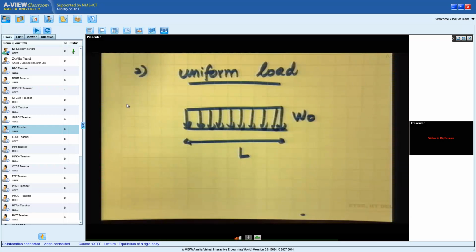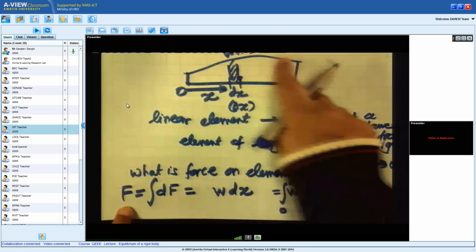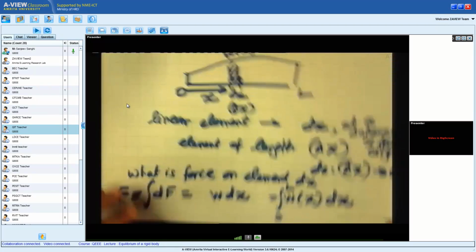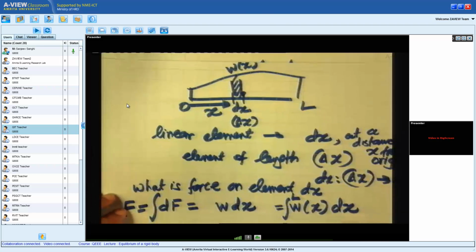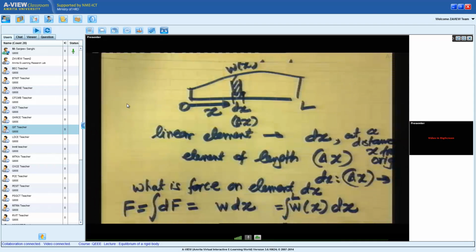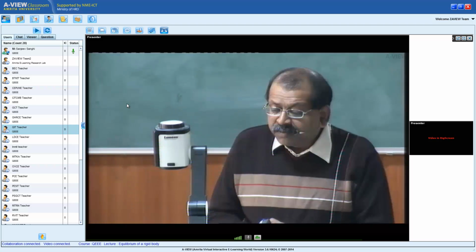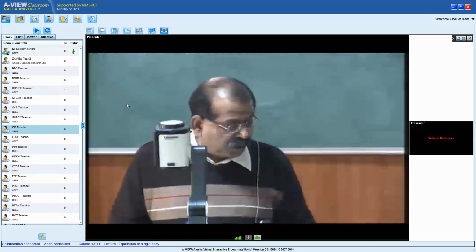Now there's one more thing before I move on. What we'll realize is that this force which we have found, which is integral W times dx, is actually nothing but the area under the loading curve. Integral W of x dx gives us the area under the loading curve. So the area under the loading curve gives you the total value of the force.